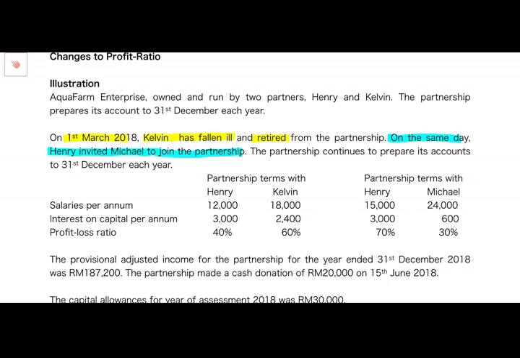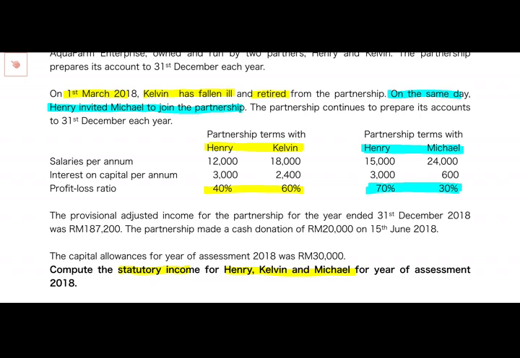So initially it's a partnership between Henry and Kelvin. And now they have a partnership between Henry and Michael. And not only that, the partnership has also revised the ratio. Initially the ratio was 40-60, and now they change the ratio to 70-30. So when they change the ratio, we'll take this as again a change in the partnership.